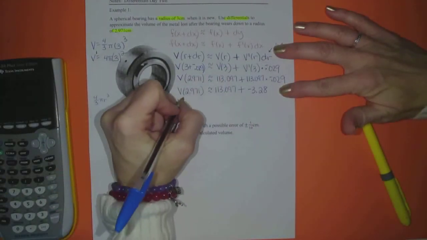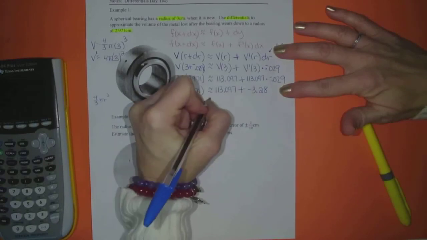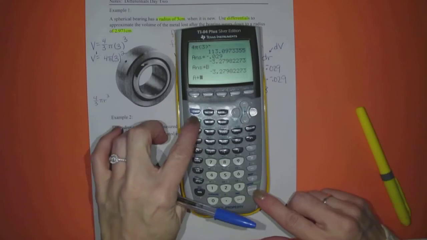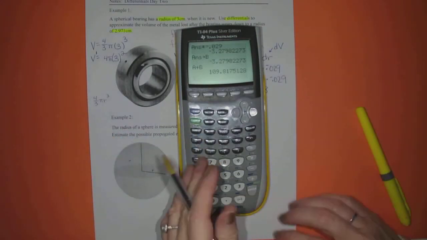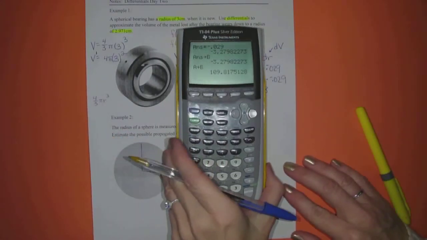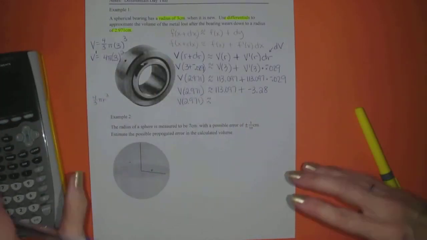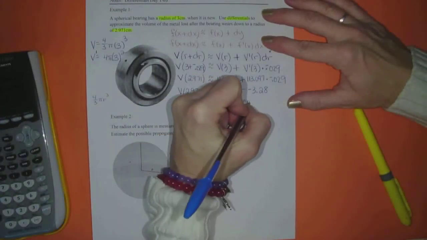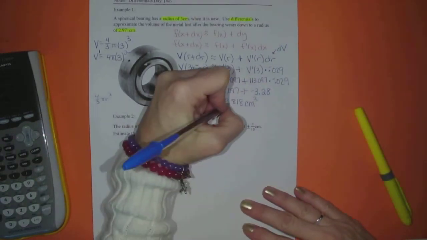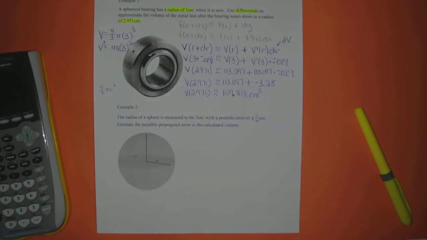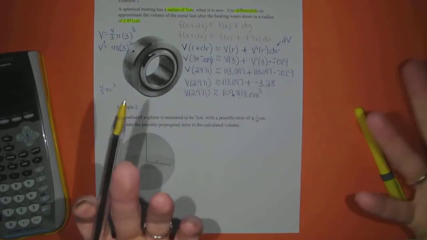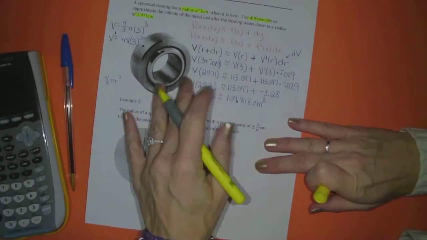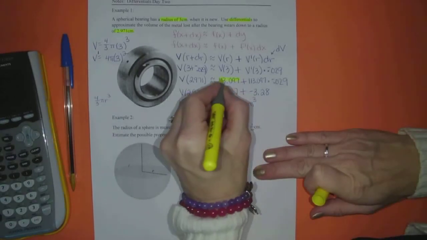And finally, if I add these two together, so I'll do my alpha A plus my alpha B, I get 109.818. 109.818 centimeters cubed. Now, let's dissect this for a second. Okay, here's what we've got. We did all this, but do we know what it means? That's the important thing. Okay, let's talk about the 113.097.